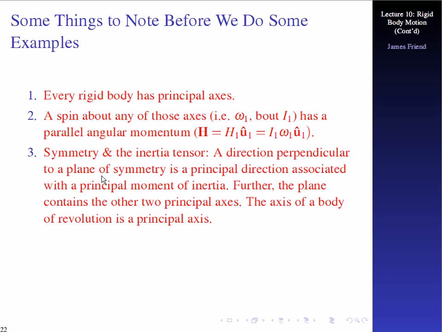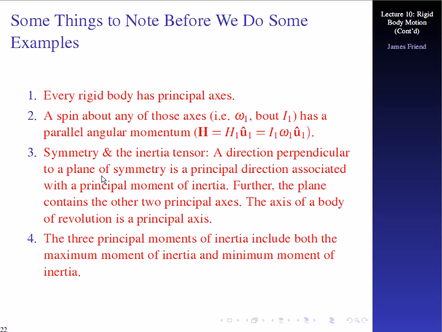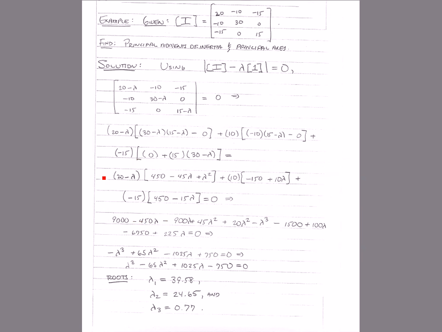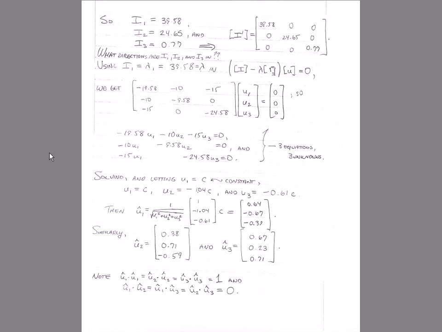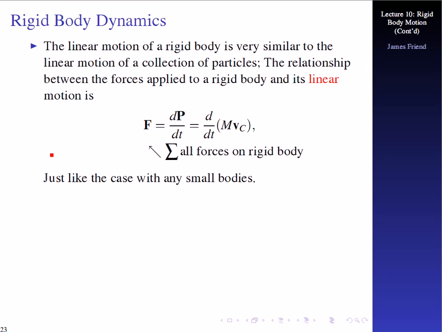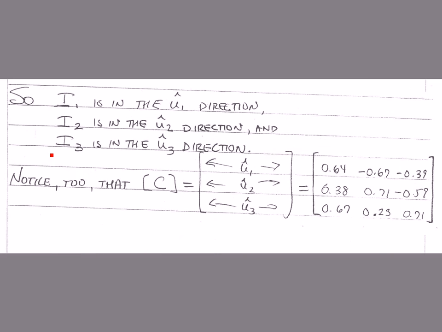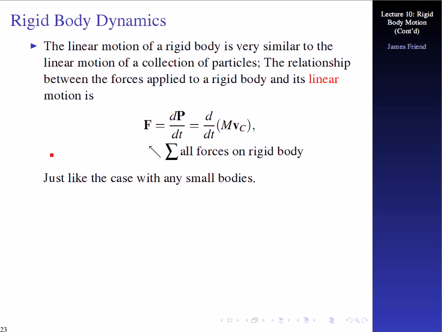And what directions those might be, it's difficult to say, but you know that the axis of a body of revolution is going to be a principal axis. The three principal moments of inertia include both the maximum moment of inertia and minimum moment of inertia. Here are some examples. I'd encourage you to go through these and see how you go. There is quite a bit to figure out with this, and one thing to watch out for is whenever the roots are the same, and you have to do some thinking about how to find the vectors. All right, and this actually goes through all of it.